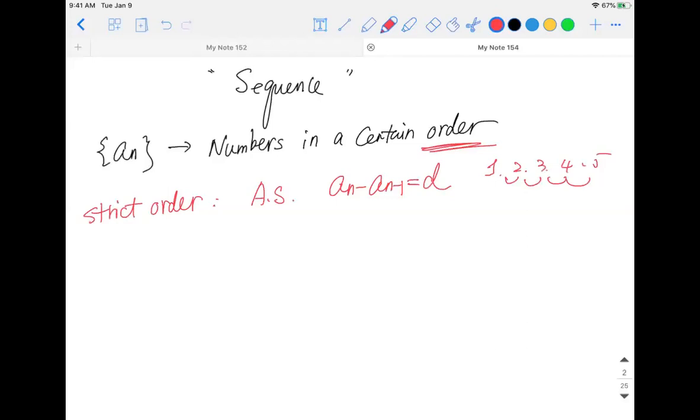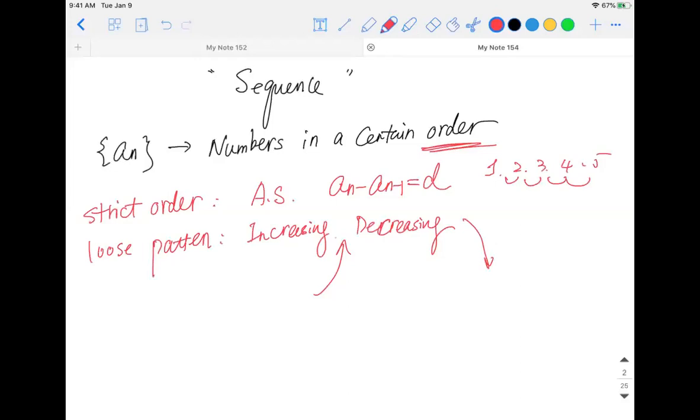Or we can have a very loose pattern. Let's say I want to have an increasing sequence or a decreasing sequence. These are very loose patterns, right? As long as the numbers keep becoming bigger and bigger, these are considered increasing sequences. You can create any kind of sequence as long as they're increasing. The same thing applies for decreasing sequences. So this is a pretty loose pattern compared with the strict order we mentioned in the first category.